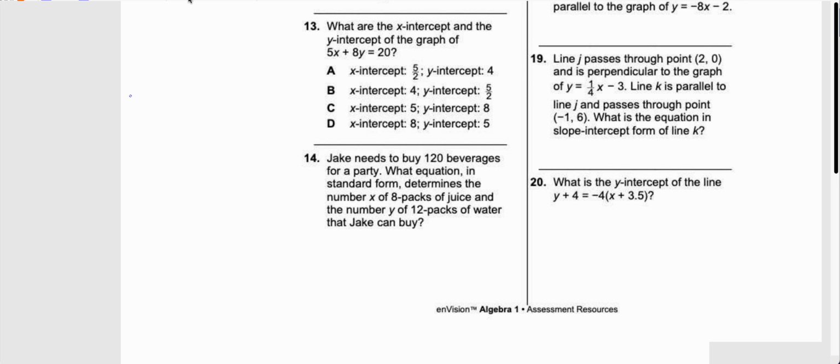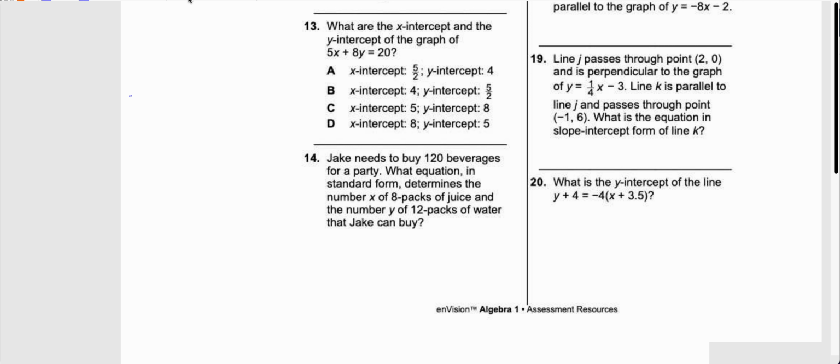All right, so Jake needs to buy 120 beverages for a party. What equation in standard form determines the number x of 8-packs of juice and the number y of 12-packs of water that Jake can buy? You could just do 8x plus 12y equals 120.